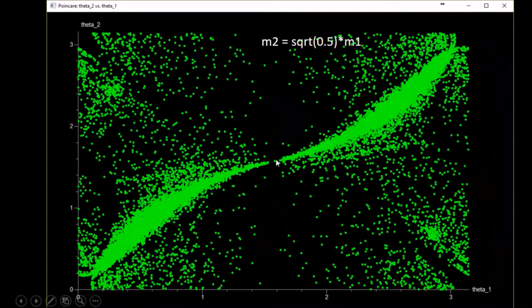arms here that basically meet right there in the middle. If you were to continue to let this go, you might see this fill in more. I had to move on to other projects, so I couldn't let it run for that long. But you get these two things meeting. So that's interesting.